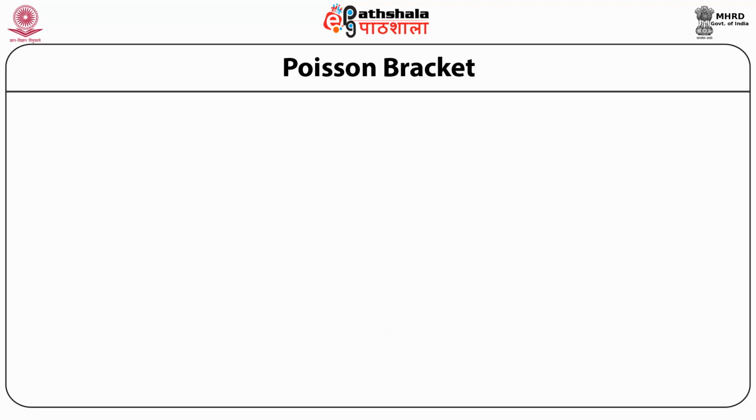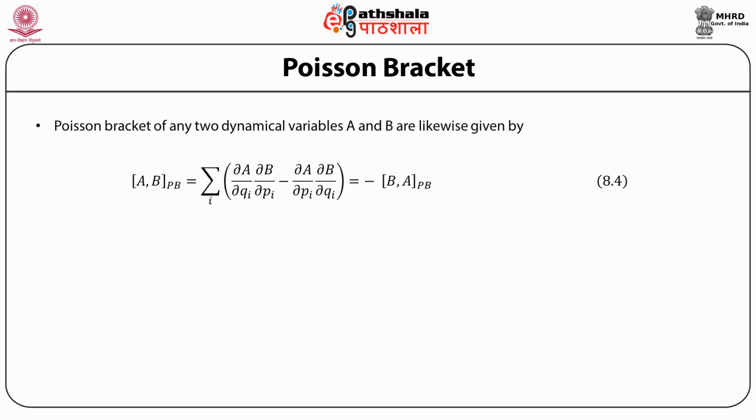We can now define the Poisson bracket of any two dynamical variables a and b in the manner in which we have defined the Poisson bracket between the dynamical variables g and h. Namely, the Poisson bracket between two dynamical variables a and b is defined as the sum over i of the partial derivative of a with respect to qi multiplied by the partial derivative of b with respect to pi, minus the partial derivative of a with respect to pi multiplied by the partial derivative of b with respect to qi. Obviously, the Poisson bracket between a and b is equal to minus the Poisson bracket between b and a.